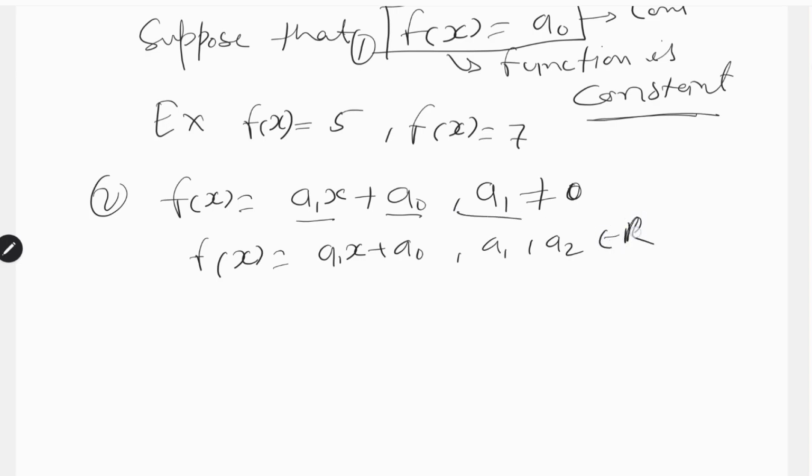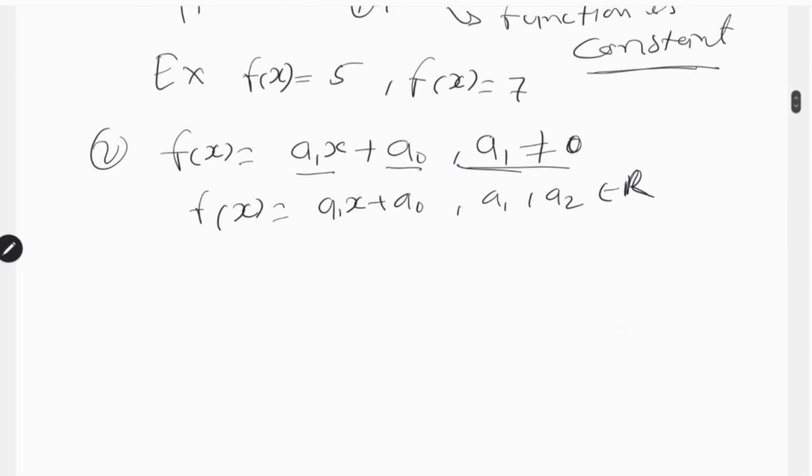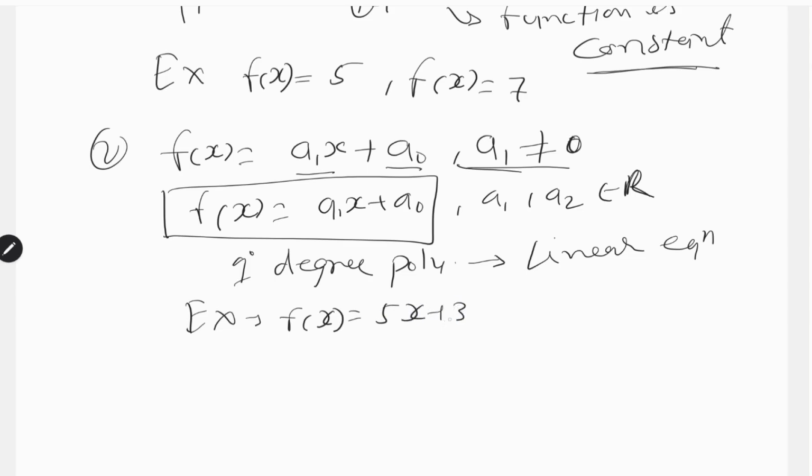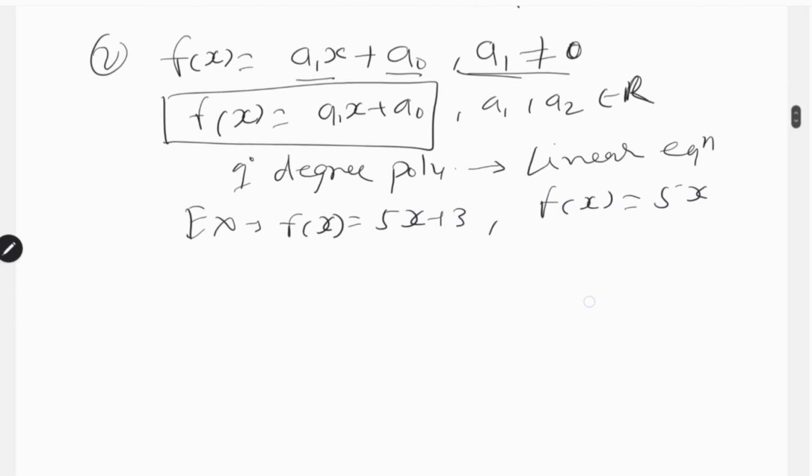Then if f of x is equal to a1x plus a naught and a naught and a1 belong to real numbers, okay, and a1 is not equal to 0, then that is 1 degree polynomial. Then 1 degree polynomial is called a linear equation. Okay, linear equation. For example, f of x is equal to 5x plus 3.